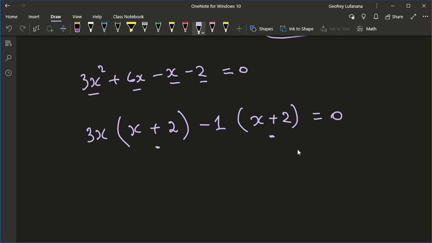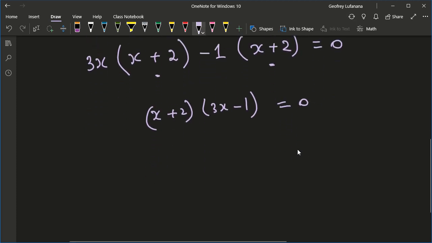So if I had x plus 2 and x plus 3 here, I would have to go back and check my work, because my aim is to get two identical brackets. Since these are the same, I can factorize out x plus 2, and here I'll be left with 3x minus 1 equals 0.